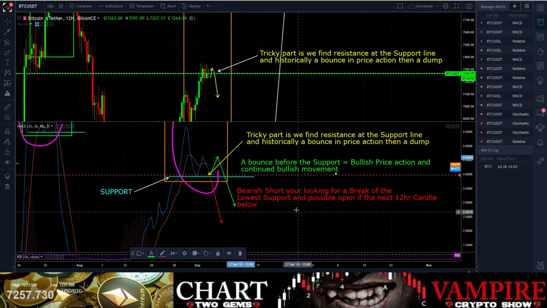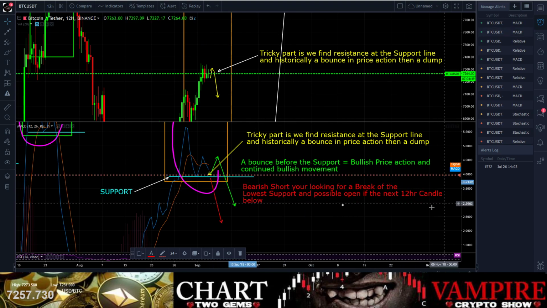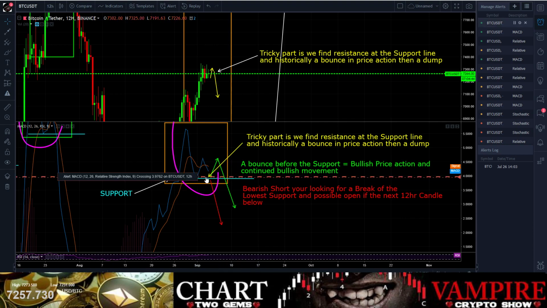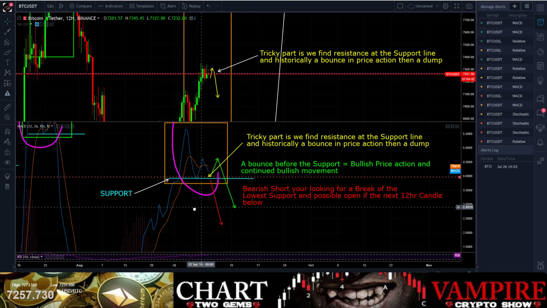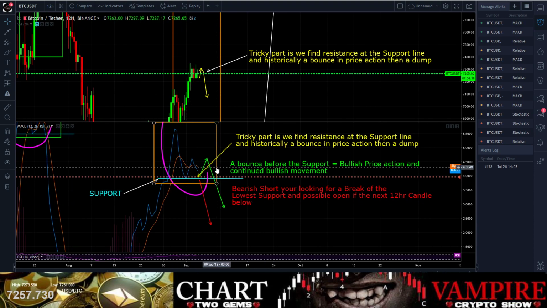So, pretty easy, right? This is pretty easy. Now, I know a lot of people don't like to be in trades, but as you can see, this is a really bad spot to be in a trade right now. This is a really horrible spot to be in a trade, and I would not be in a trade right now. I would just be waiting.